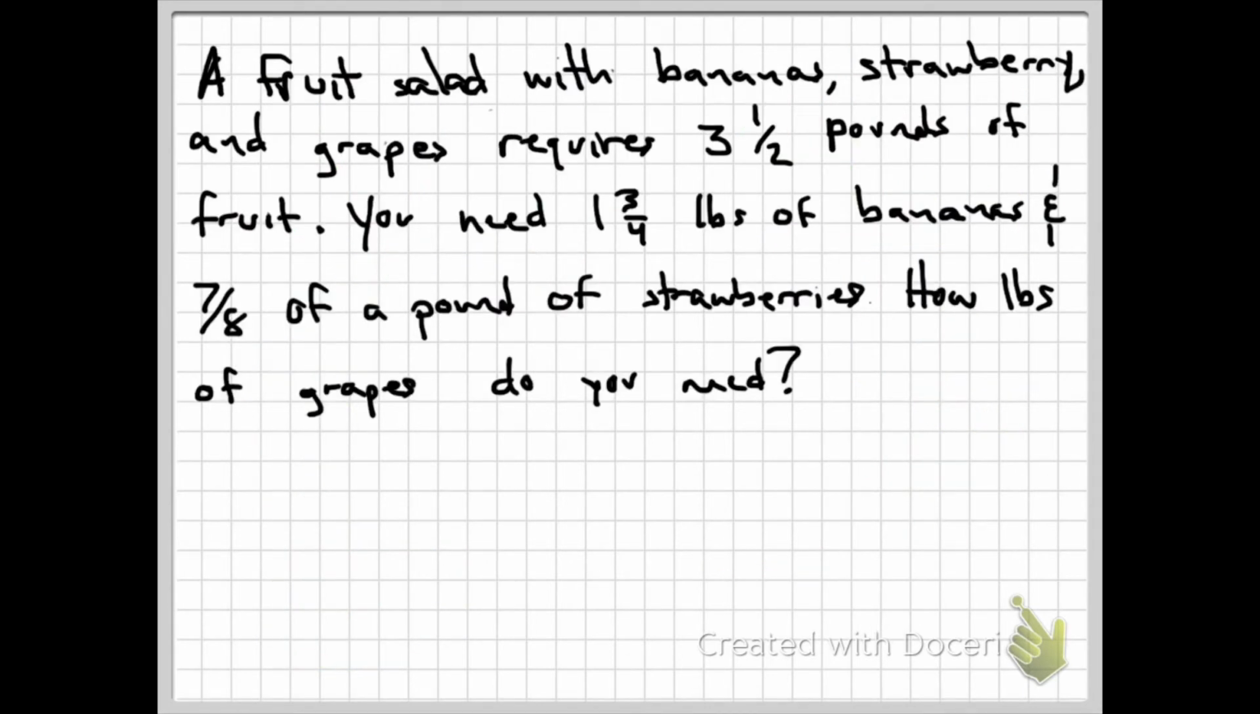All right, here we go. It says a fruit salad with bananas, strawberries, and grapes requires 3.5 pounds of fruit. So most likely that is going to be the total that we're going to need here. Okay. And then it says you need 1 3/4 pounds of bananas and 7/8 of a pound of strawberries. How many pounds of grapes do you need? So we'll put G as your grapes. We know that we're going to add whatever that is to our 1 3/4 and then our 7/8.